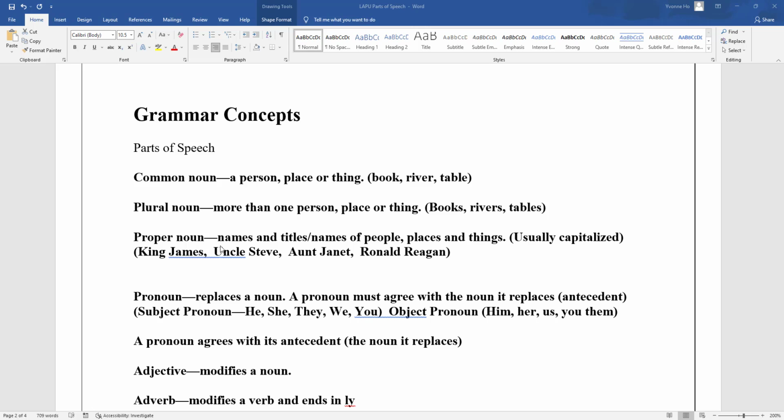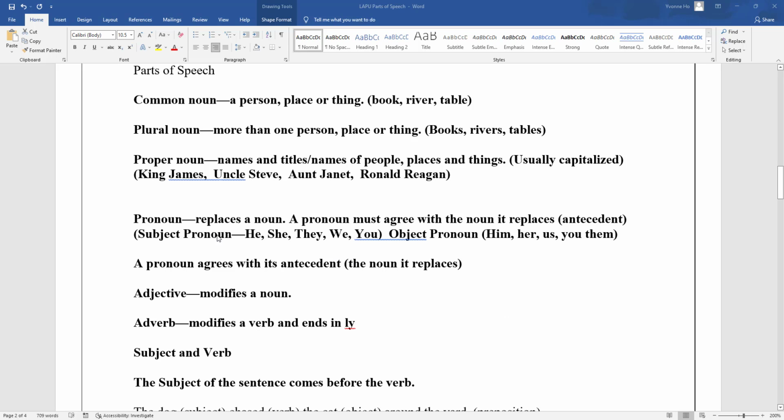A proper noun has names and titles, names of people, places, and things. And proper nouns are usually capitalized. Examples of proper nouns are King James, Uncle Steve, Aunt Janet, and Ronald Reagan.